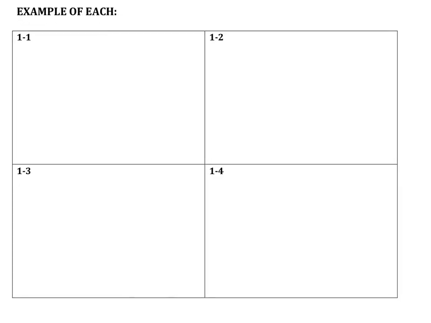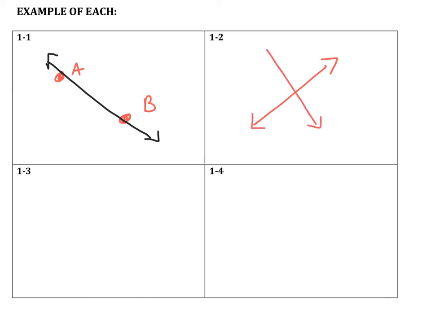So postulate 1 says through any 2 points, there is a line. So if I have a point A and a point B, I can draw a line through those points, and I can't draw any different line through those points, okay? Postulate 2 says that if there are two lines that intersect, they intersect at exactly one point. They intersect right here at this point and at no other point. Postulate 3 says that if two planes intersect, they intersect at one line.